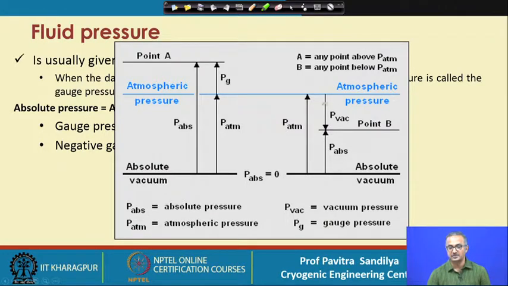And here in this particular figure we see the vacuum pressure. Again we see this is the atmospheric pressure, and this P vac represents the negative gauge pressure or the vacuum pressure. So the absolute pressure is equal to the atmospheric pressure minus this negative gauge pressure or the vacuum pressure. So this is the absolute pressure. So this is the vacuum pressure, and this is the more than atmospheric pressure.